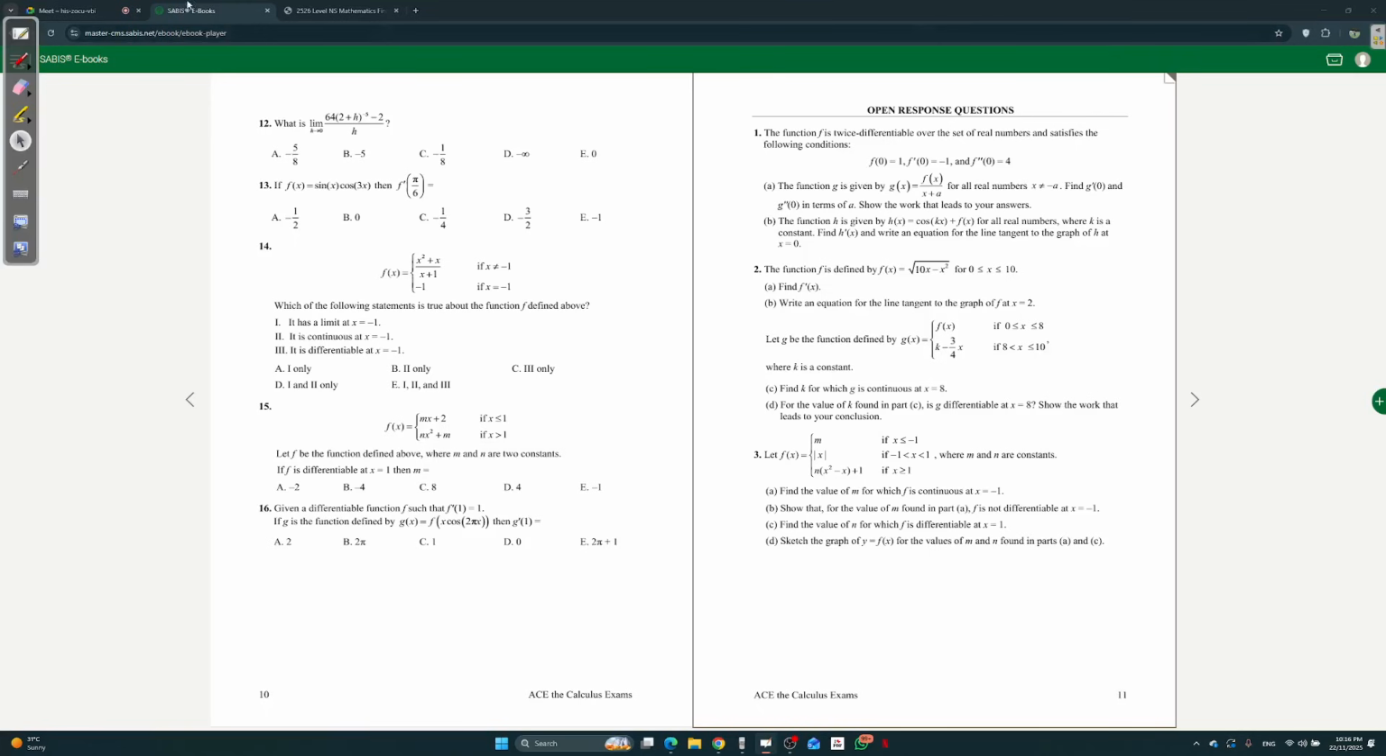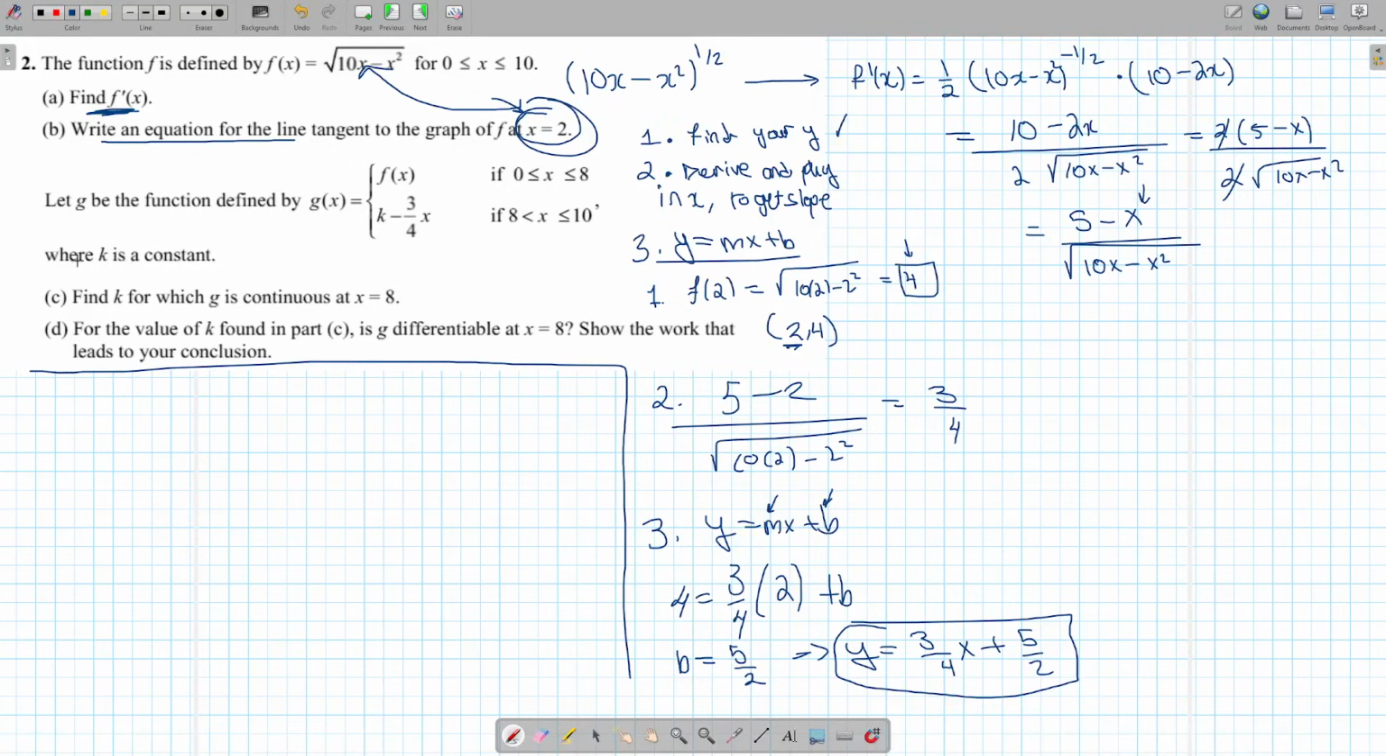So for part C, they're saying, let g be the function where g of x is f of x from 0 to 8, and then k minus 3 over 4x from 8 to 10. What do they want? They're saying k is a constant. Find k for which g is continuous at x equals 8. So let's start with part C.